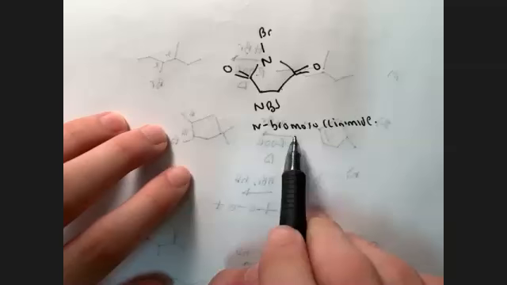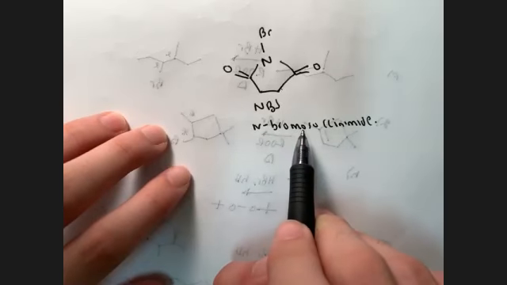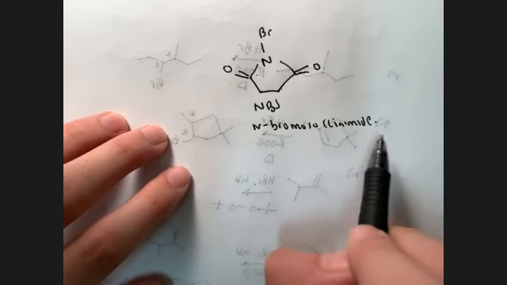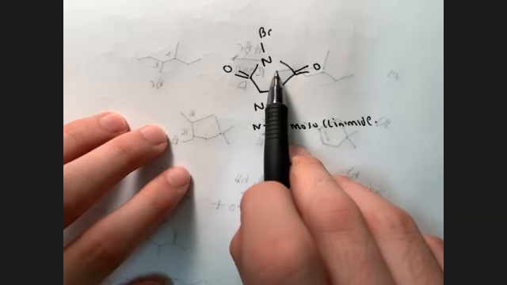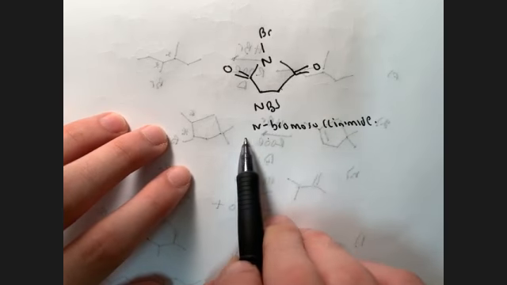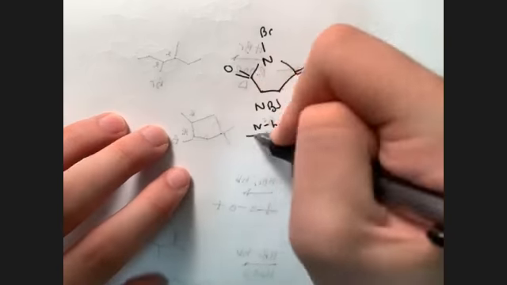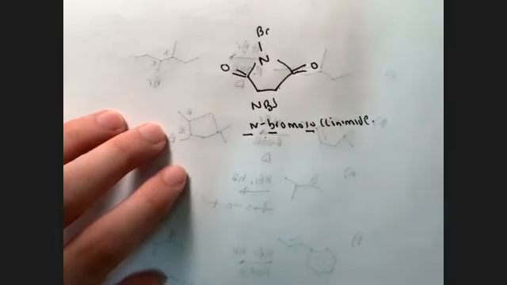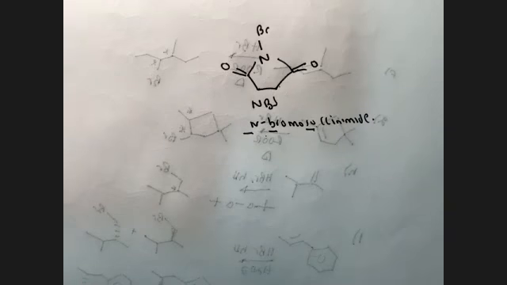N-bromosuccinimide, so it's basically the succinic acid version. It's the succinic acid derivative. It's been converted into an amide, not an acid, and then the bromo is coming off of the N. So N-bromosuccinimide, or NBS, essentially.